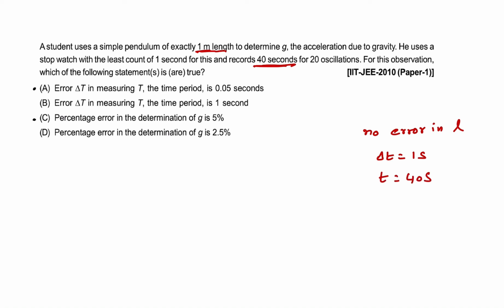Next, for determining the acceleration due to gravity g, he uses a stopwatch with the least count of 1 second. That is, delta t is given as 1 second, and it is given that 40 seconds for 20 oscillations. So t is equal to 40 seconds. For this observation, they are asking what is the percentage error in g.